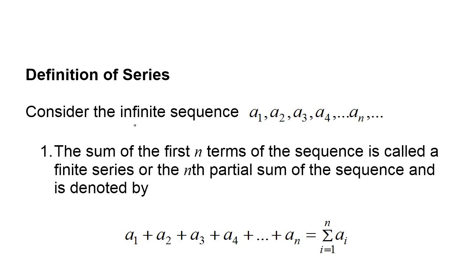So let's consider the infinite sequence A1, A2, and so forth. If you want the sum of the first n terms, that's called a finite series. It's also referred to as the nth partial sum of this entire sequence. And whereas a sequence has the elements separated by commas, a series is the sum of the elements. So in this case, I've got the sum of the elements for the index from 1 up to n, which would be this notation.